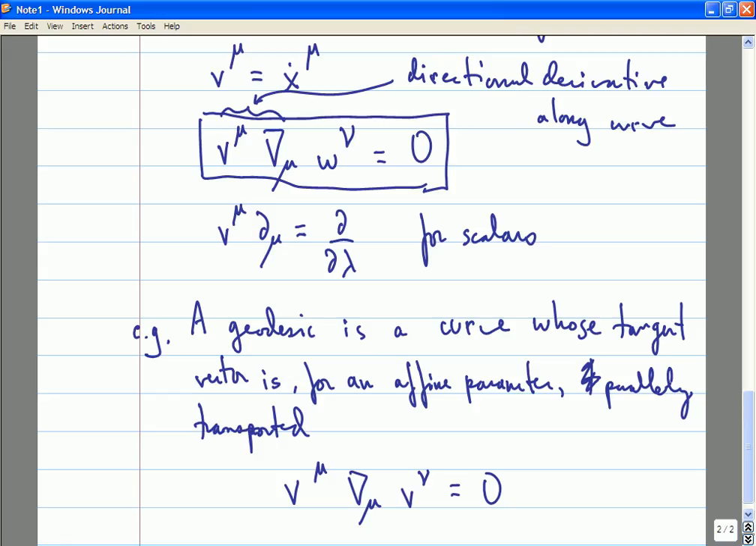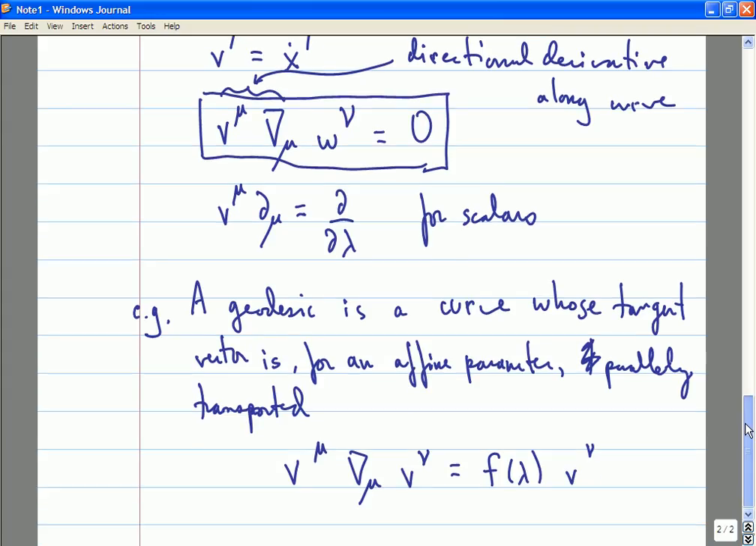Yes, there was a question. What does that mean? What does what mean? For an affine parameter. So remember, when we discussed geodesics, in general, if you have a λ that labels points on your spacetime, the geodesic equation says that the covariant derivative of the vector along this world line is proportional to the vector. And if you have an affine parameter, then f(λ) is equal to zero. So this we covered last class and the class before.